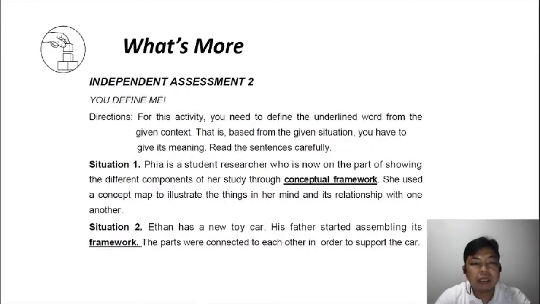Okay, now for the next activity, the direction is, for this activity, you need to define the underlined words from the given context that is based from the given situation. You have to give its meaning. Read the sentences carefully. So para dito, read the different sentences or different situations, and I want you to define the underlined words or phrases basing on the concept or dun the context ng situation. Okay?